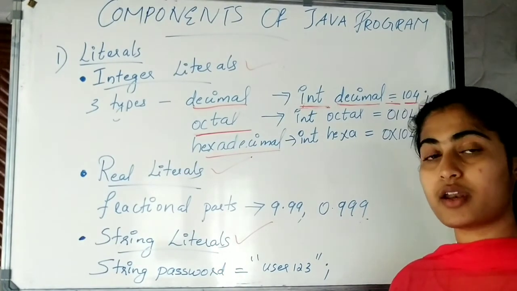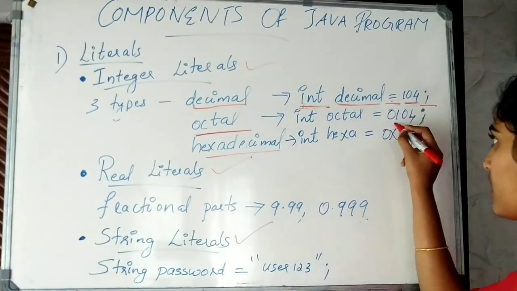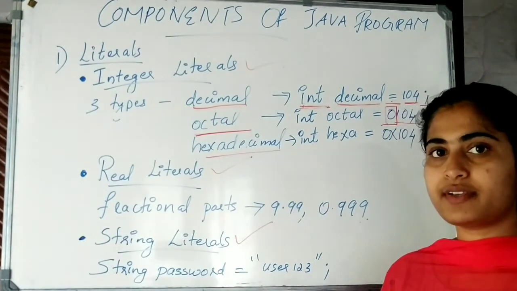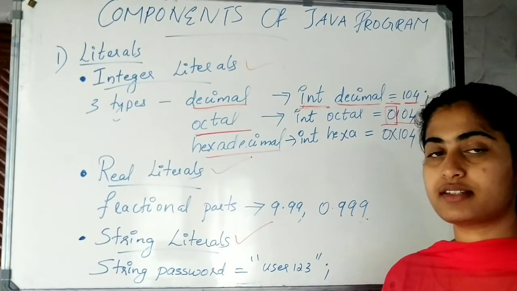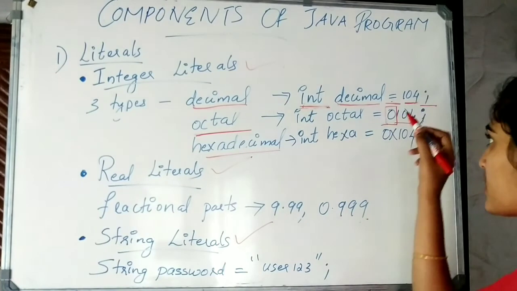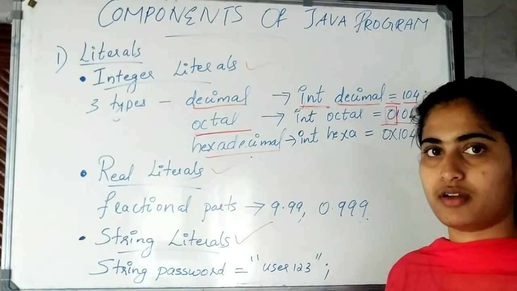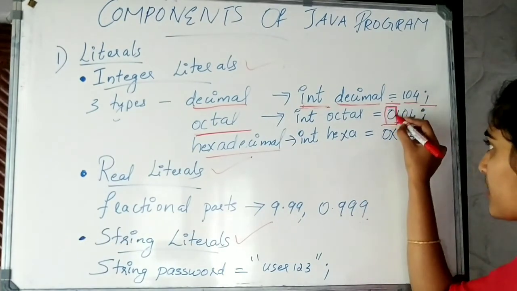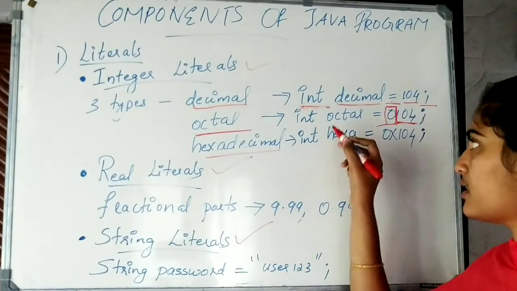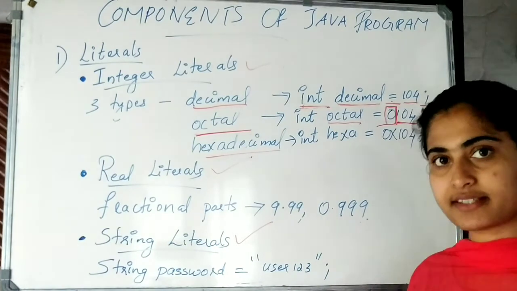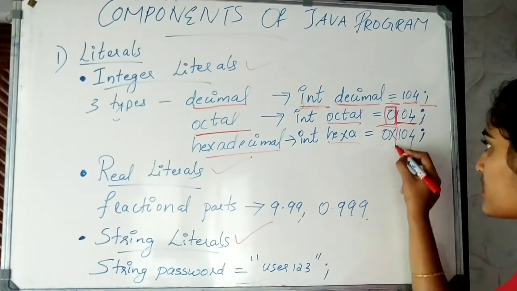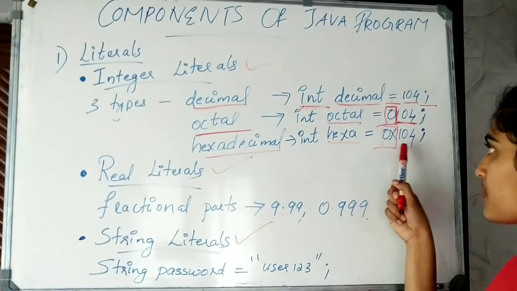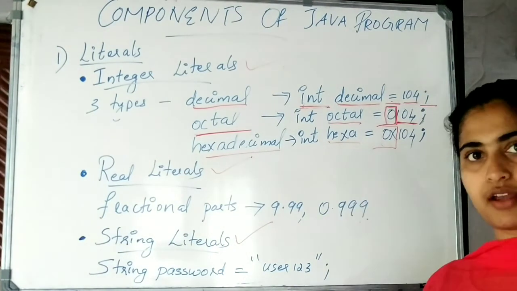Okay, and if you are representing an octal number, before that particular number we use the prefix 0. By entering the prefix 0 before a number, it represents that it is an octal number. Here for a decimal number, we have simply entered that particular number. But before a number, if you enter the prefix 0, it represents an octal number. And for representing a hexadecimal number, we enter the prefix 0x before a particular number. By entering the prefix 0x before a number, it represents that it is a hexadecimal number.